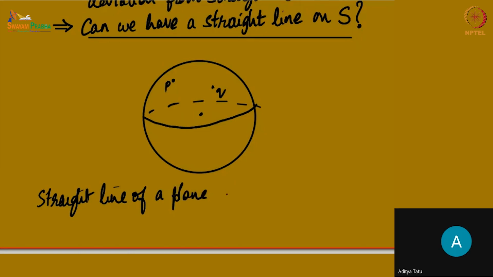We say a curve is a straight line if curvature is 0, right? At all points, of course. Is that going to be possible? So on a sphere, what would be a straight line?